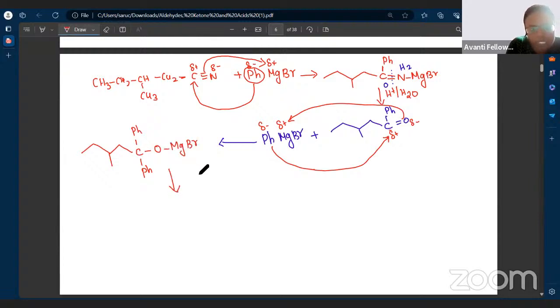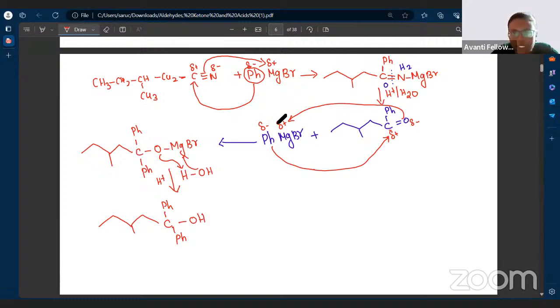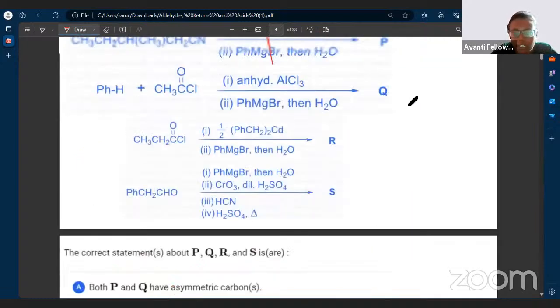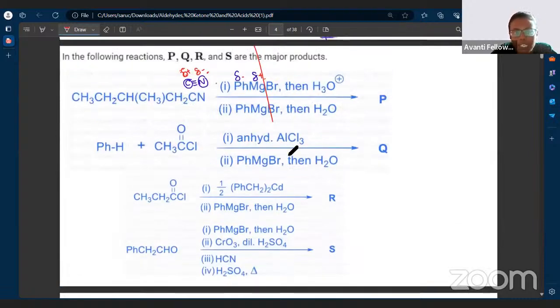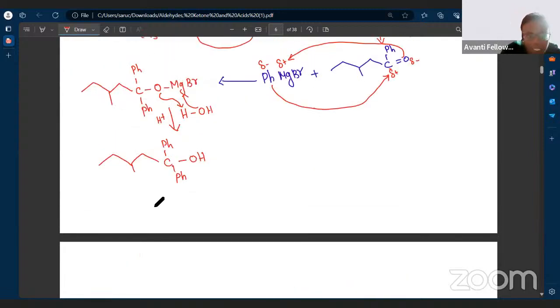Now you're doing the hydrolysis, H plus and OH minus. Oxygen will take up hydrogen and OH minus will go to MgBr. So you'll be getting CH3CH2CH(CH3)CH2C(Ph)(Ph)OH. This is your first product, which is P. Now look over whether it has any asymmetric carbon. Does P have any asymmetric carbon?